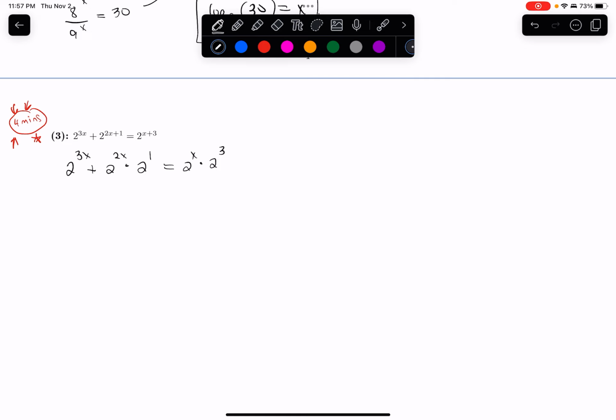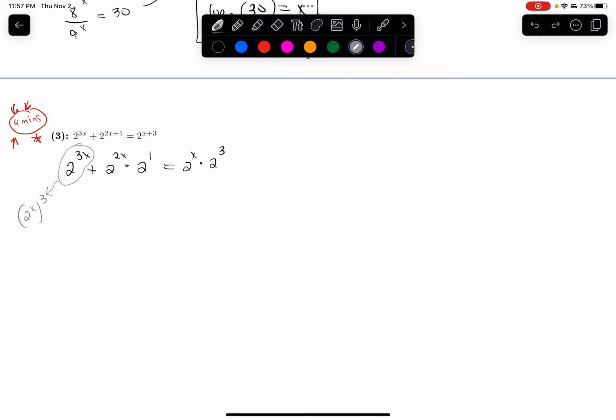So I see 2 to a bunch of different powers: 2 to the x, 2 to the 2x, 2 to the 3x. But what I notice about these is we just did a problem where we rewrote that 2 to the 3x. Let me write it in the following way. What if I rewrote this as 2 to the x power, and that whole thing cubed? Because if I have a power to a power, the powers multiply, and that would give me 3x.